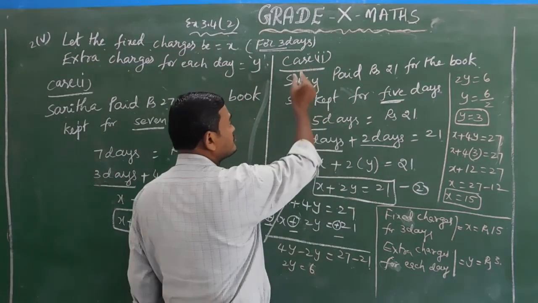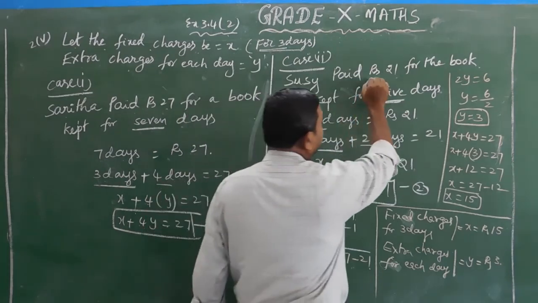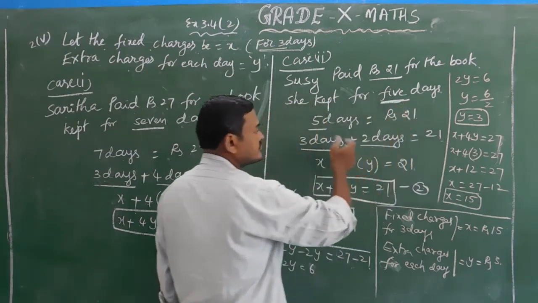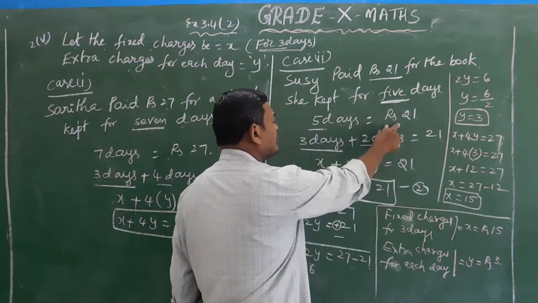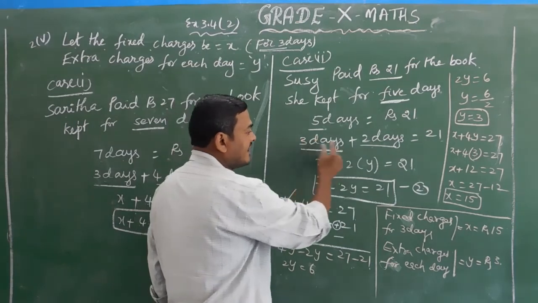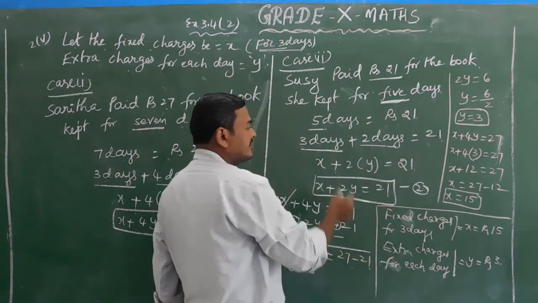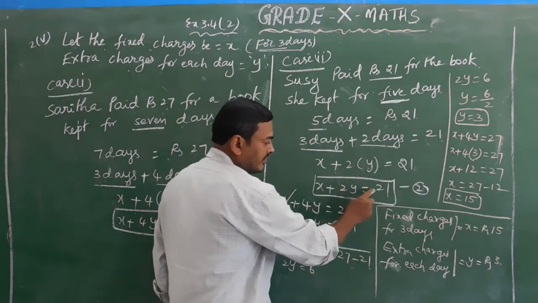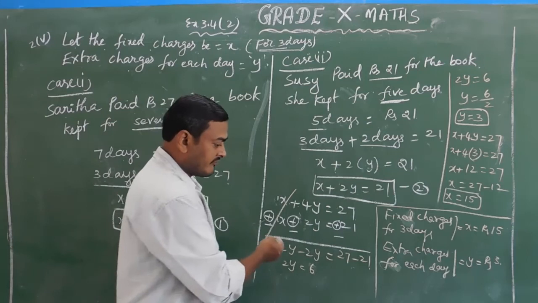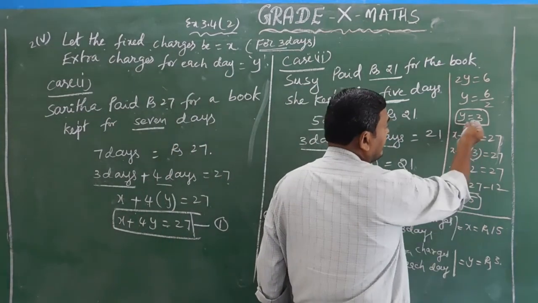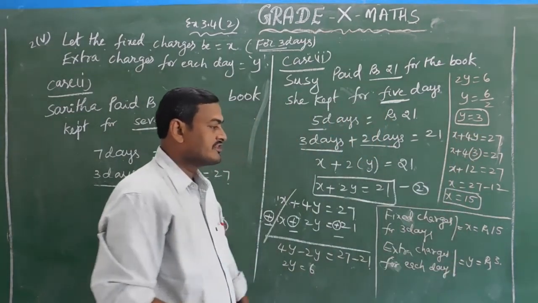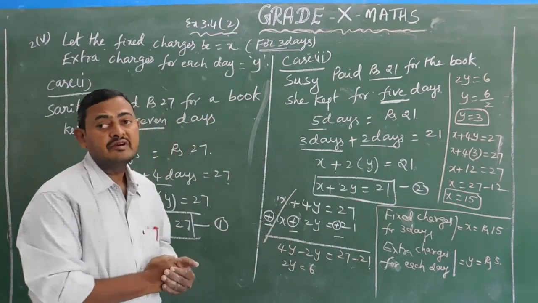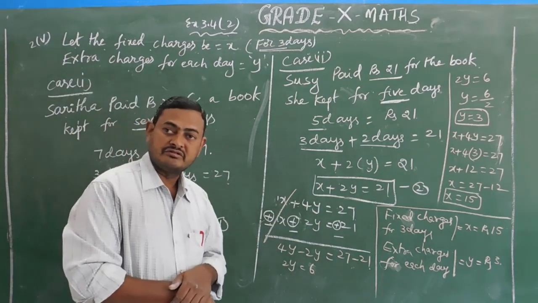Now the second case, Susi paid 21 rupees. For how many days? For 5 days. This 5 days will be written as 3 days plus 2 days, equal to 21. So 3 days is x, plus 2y equals 21. If you solve for the x and y values, x is 15 and y is 3. So the fixed charge for the first 3 days is 15 rupees and the extra for each day is rupees 3. Like this we get the sum. Thank you children.